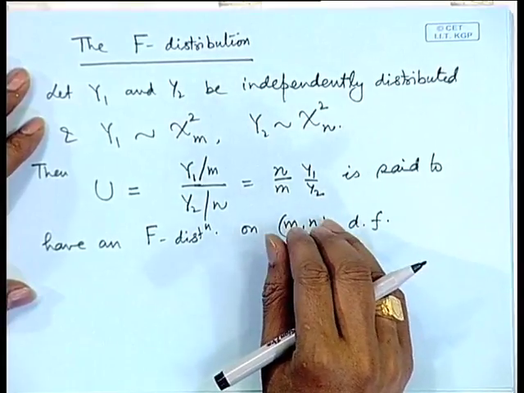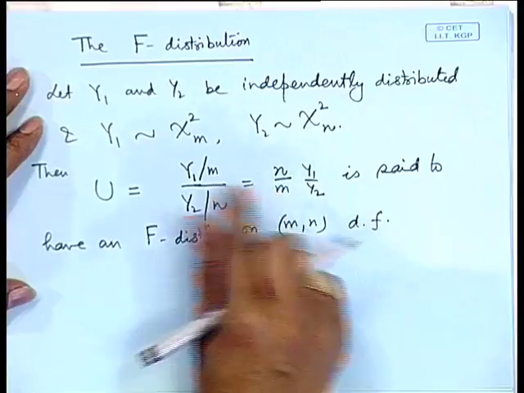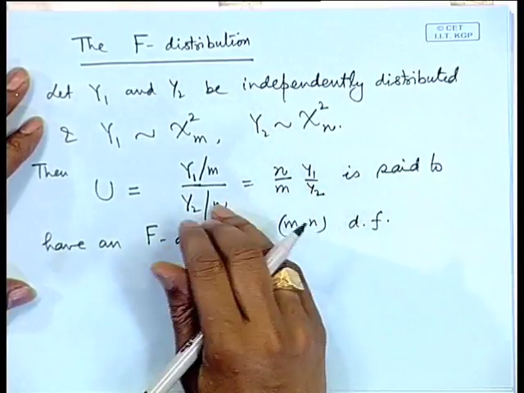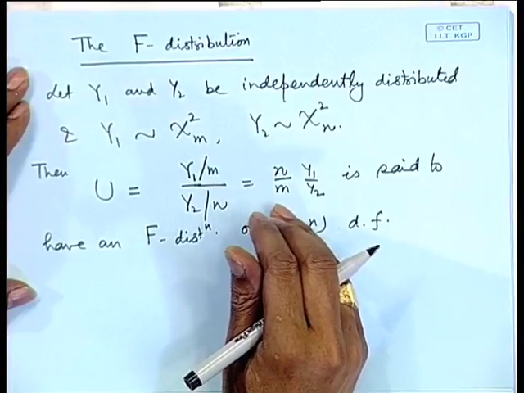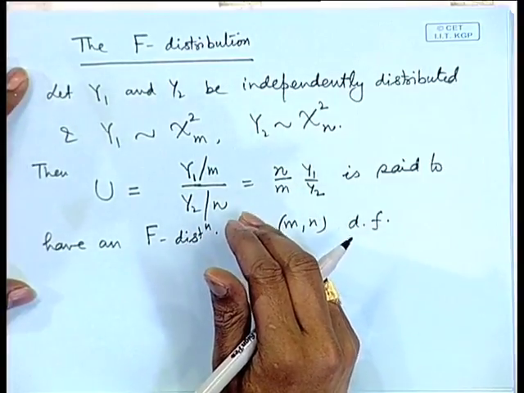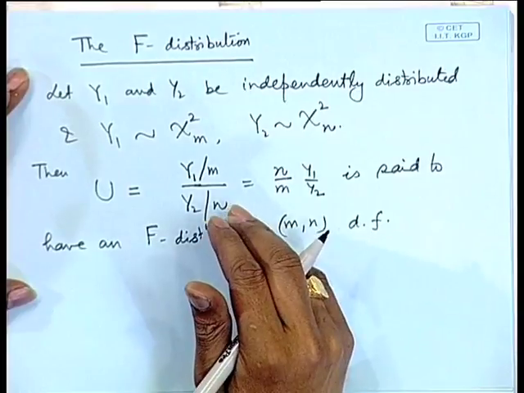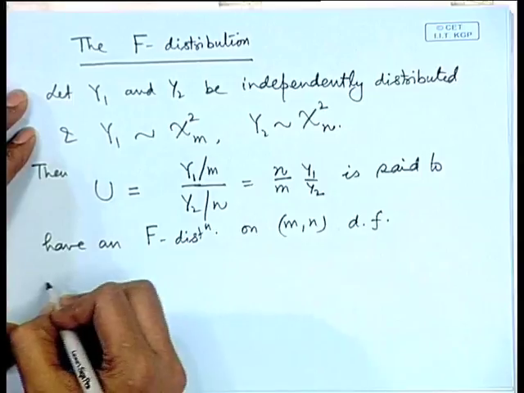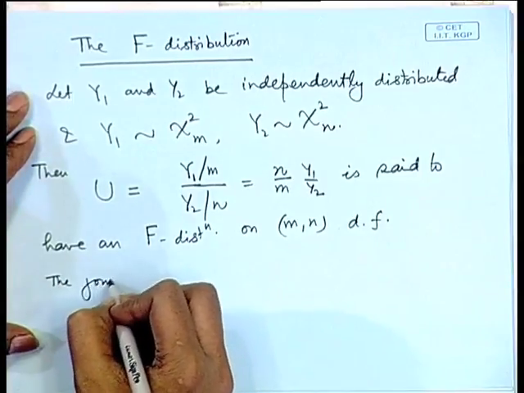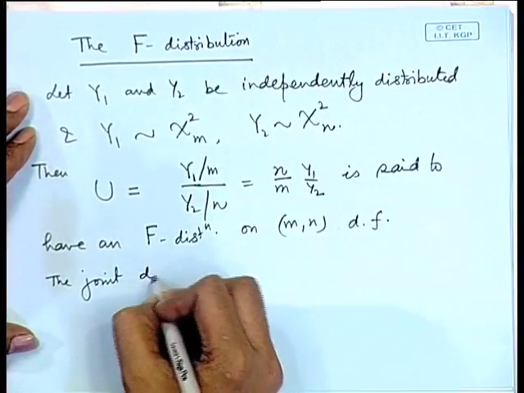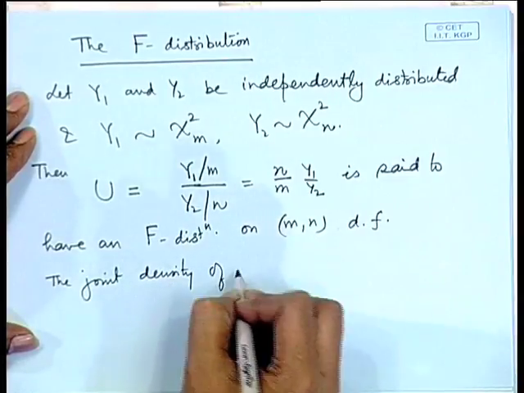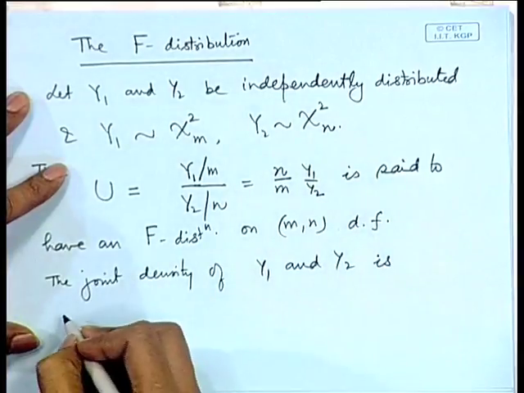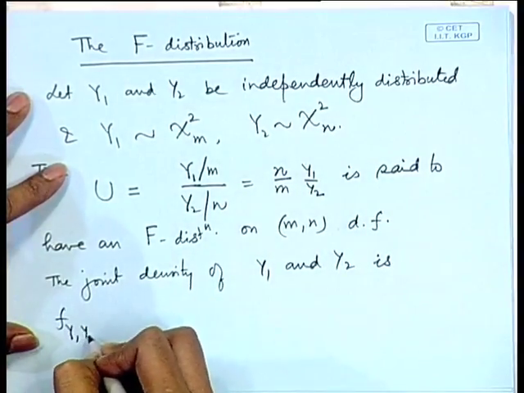Now, by our theory of transformation of random variables, u is a function of y 1 and y 2, therefore I can use a new dummy variable v and find the joint density of u and v to derive the probability density function of u. So, for that purpose we write the joint density of y 1 and y 2, f of y 1, y 2.